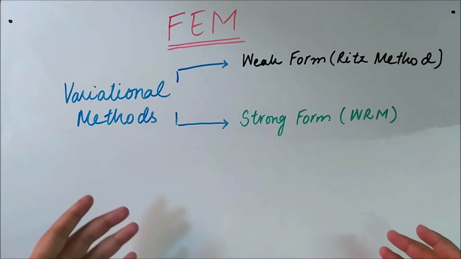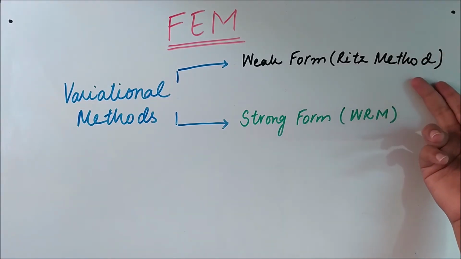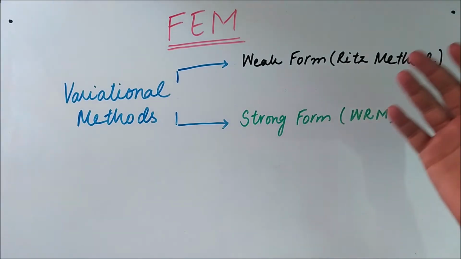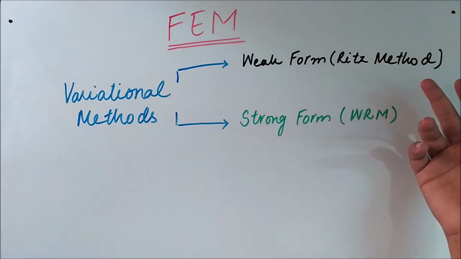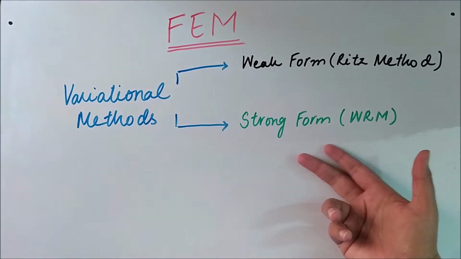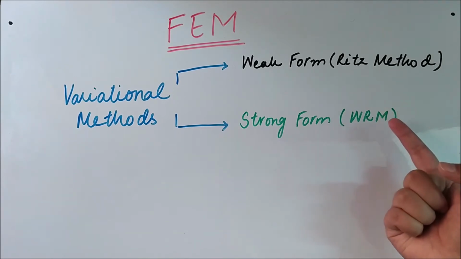In one of the previous videos we have discussed the basic subdivision of variational methods in our FEM course. The main subdivision that we have talked about is that the variational method is broadly subdivided into two main categories: weak form and strong form. We have discussed the weak form in our previous videos and solved an example related to the weak form, or Ritz method. And today we will talk about what is the strong form, or we can also say the weighted residual method.